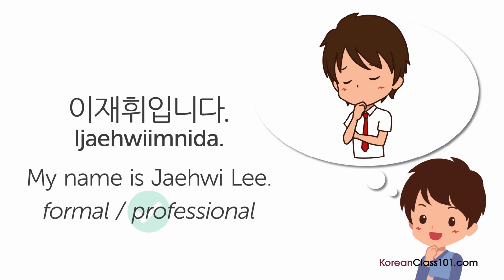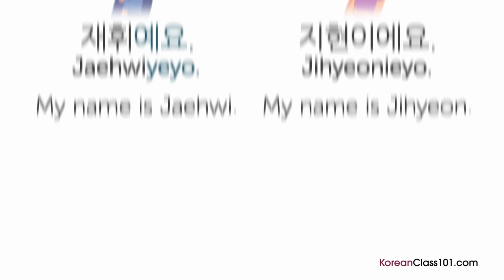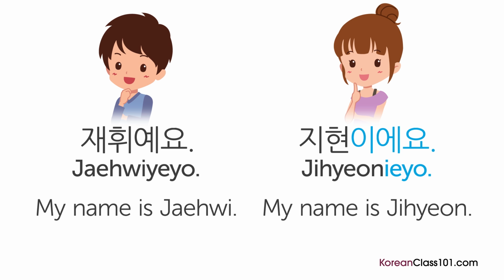If you want to be polite but not too formal, you can use the 예요 or 이에요 ending. The ending depends on whether your name ends in a vowel or consonant. Since my name is Jae-hwi, which ends in a vowel, I'll use 예요. So the whole introduction will be Jae-hwi-예요. If your name ends in a consonant, like the common Korean female name Jihyun, then you use the 이에요 ending. Therefore, the whole introduction will be 지현이에요 using 이에요 at the end.